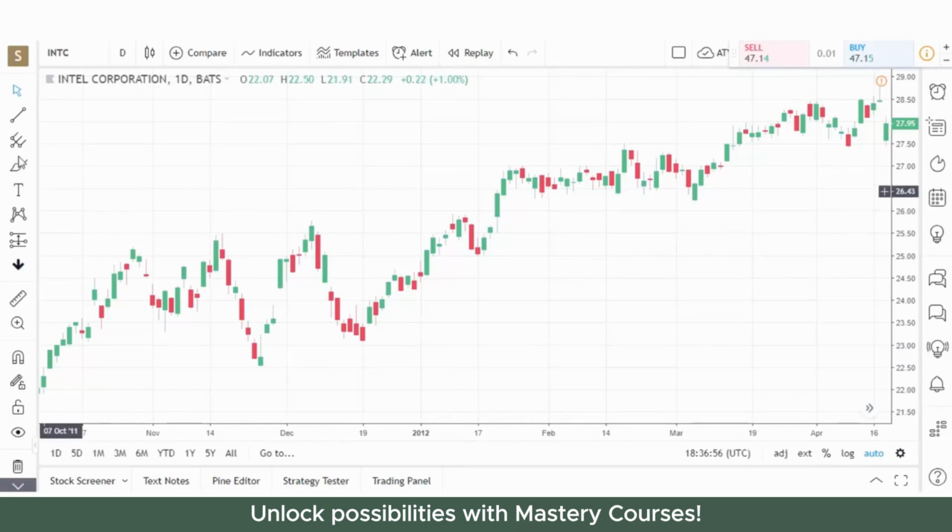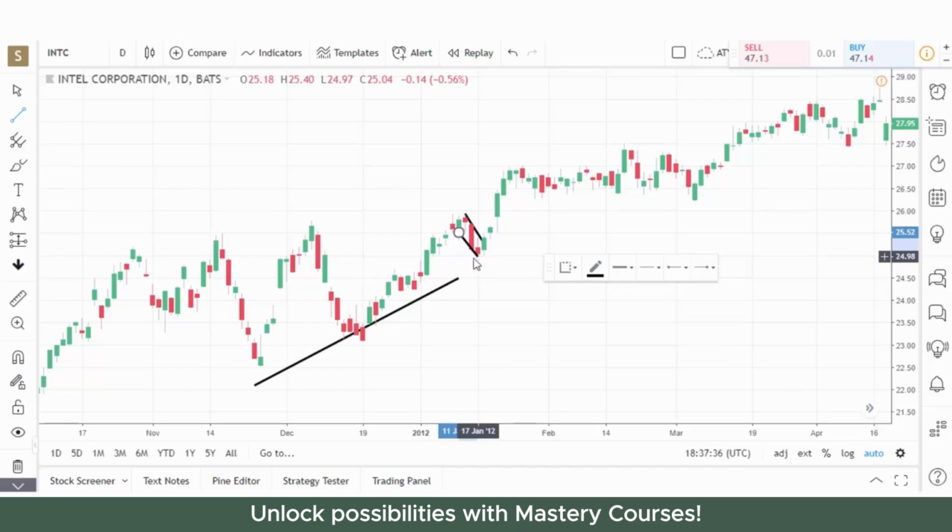Intel was trending up. We have the stock in an uptrend, and we see a pullback in the uptrend here. That's the upper bound of the flag. Here's our lower bound of our flag. After this 3-day pullback, on the 4th day, the stock breaks the upper bound or the resistance level of our flag and moves to the upside.